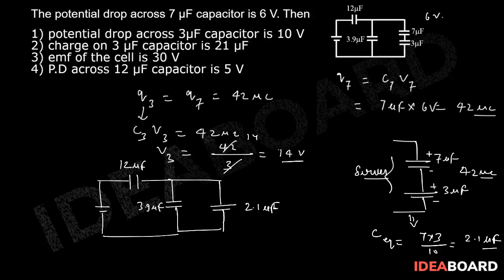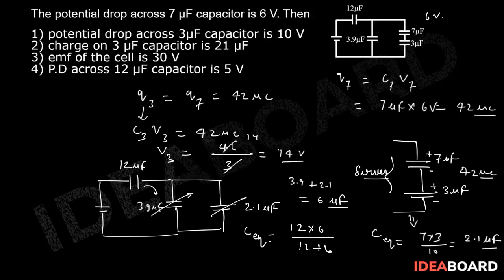First of all we need to find the equivalent capacitance of this circuit. This 2.1 and this 3.9 are in parallel, which will give you 3.9 plus 2.1, which is 6 microfarad. And 6 microfarad and 12 microfarad are in series again. So C net equivalent equals 12 into 6 divided by 12 plus 6, again using the series formula. So this will be 12 into 6 by 18, which is 4 microfarad, the equivalent capacitance.